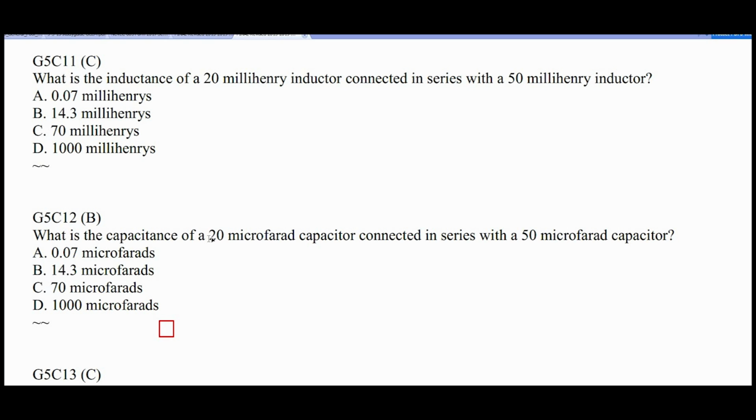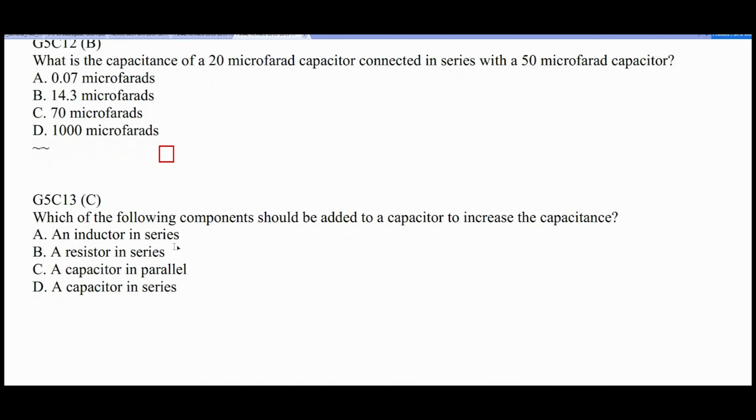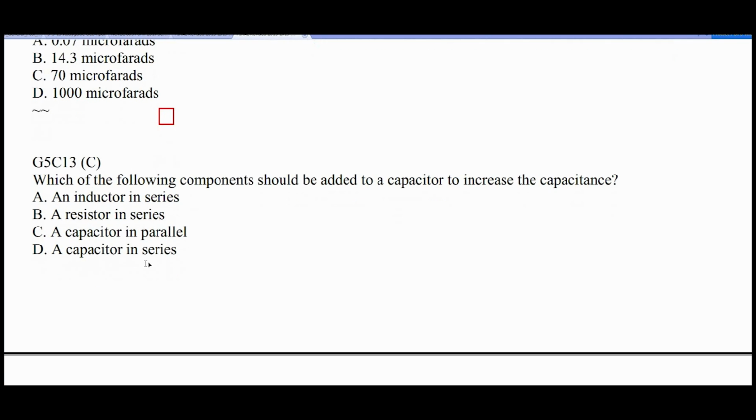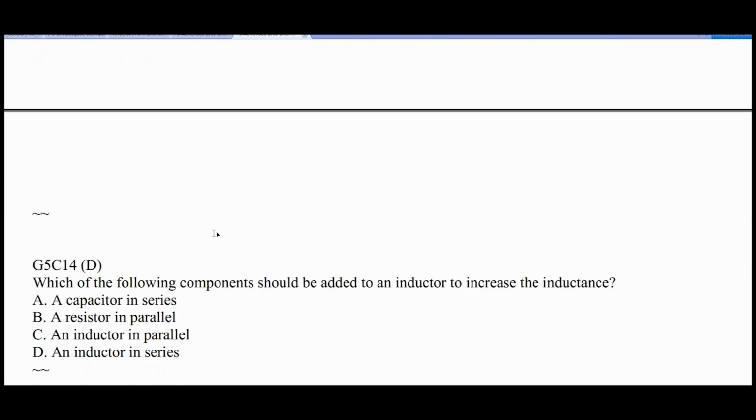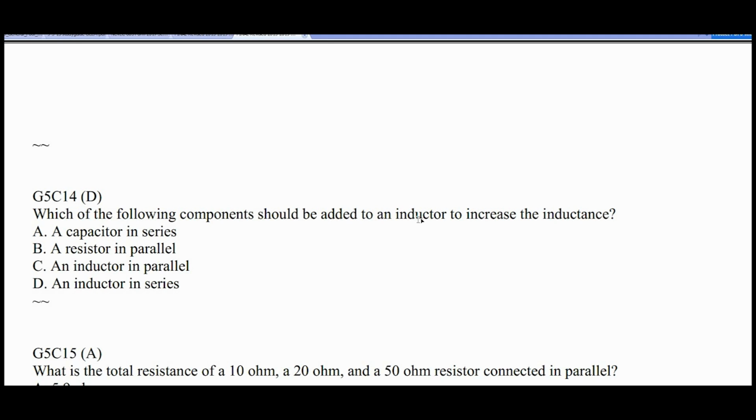G5C12, what is the capacitance of a 20 microfarad capacitor connected in series with a 50? All right, in this case, it's going to be 14. And I can tell you without even doing the math, because it's always going to be less than this lower value. And in this, you can toss that one, and that one, leaving us with 14. G5C13, which of the following components should be added to a capacitor to increase its capacitance? Well, another capacitor in parallel. Parallel they add, series they divide. G5C14, which of the following components should be added to an inductor to increase the inductance? You do those like resistors, so it would be in series.